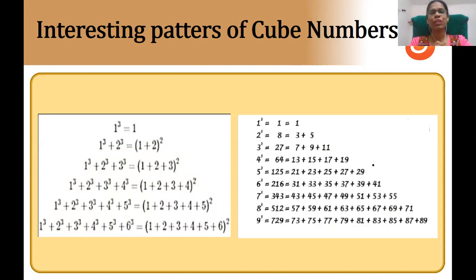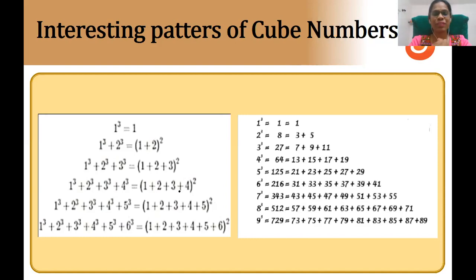We'll see some interesting patterns of cube numbers. You can observe here, this is the cube of number 1, which gives 1. Then we'll increase one number. Cube of 1 plus cube of 2 altogether gives us the square of 3, since 1 plus 2 is 3. Similarly, cube of 1 plus cube of 2 and cube of 3 added together gives the square of 1 plus 2 plus 3. How interesting it is, right?